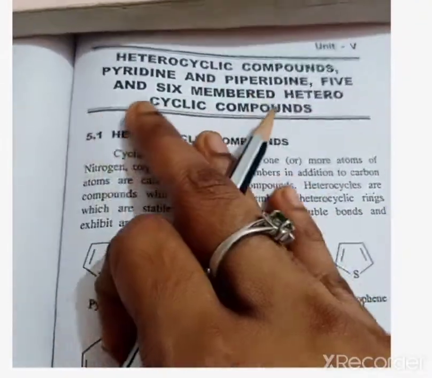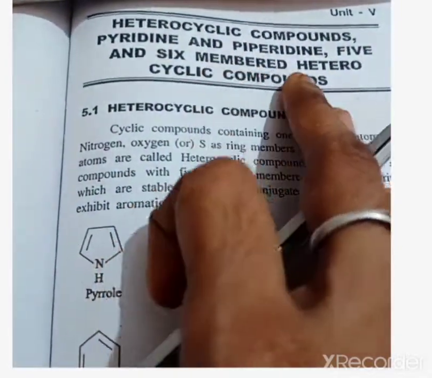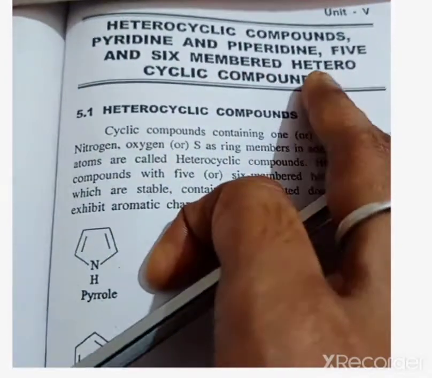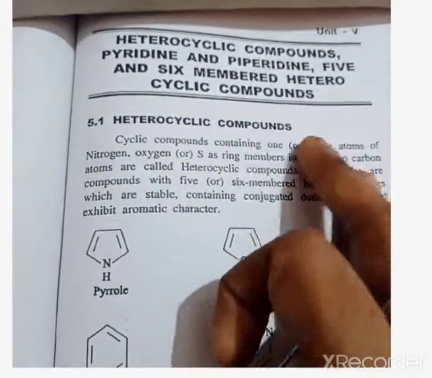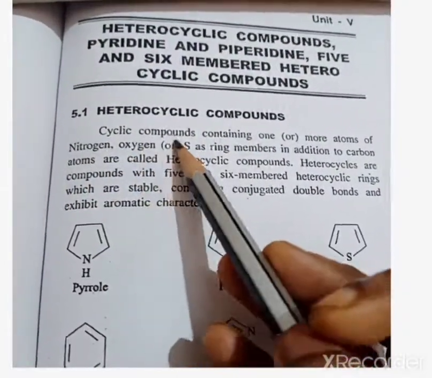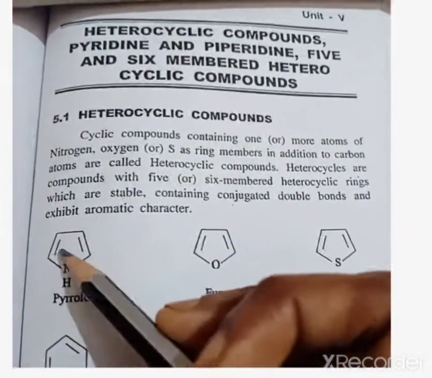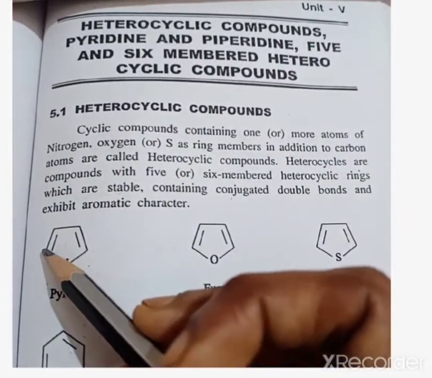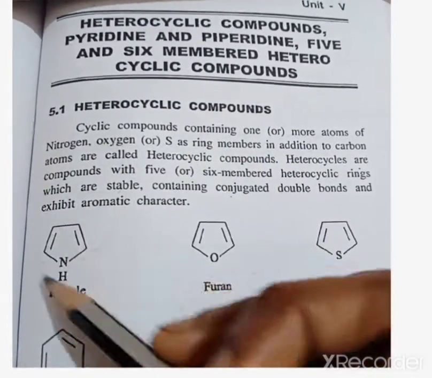Okay, the fifth unit is heterocyclic compounds: pyridine and piperidine, and 5 and 6 membered heterocyclic compounds. So we see about the heterocyclic compounds. First, these are cyclic compounds that contain one or more atoms. Here the cyclic compound contains 5 carbon atoms: 1, 2, 3, 4, 5.